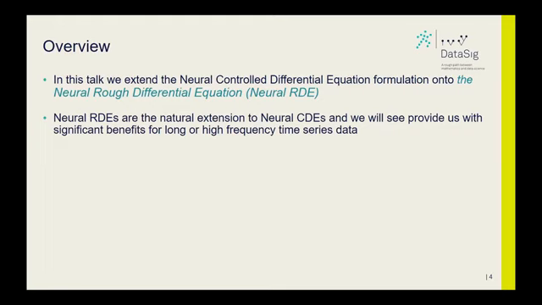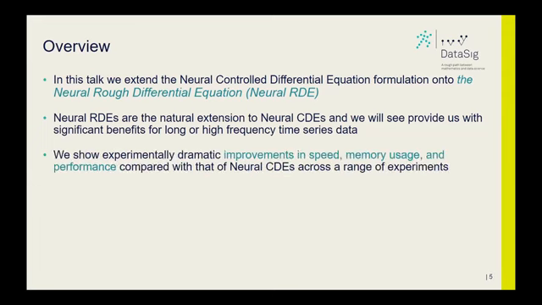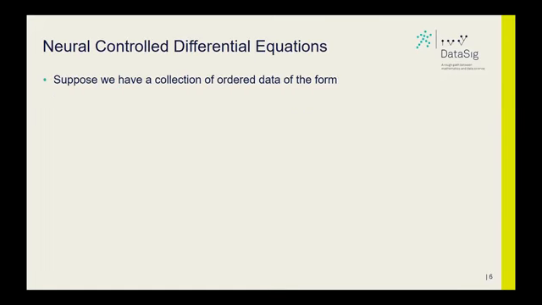And what we'll see is that they actually come into their own, in particular when we have long or very high frequency time series data, because of the way that rough differential equations handle data, make them particularly useful for handling this type of long data that neural CDs or your classic RNNs would generally struggle with. And we'll go on to show experimentally that it comes with a number of key benefits. The important ones being speed, memory usage, and in general improvements of performance compared to neural CDs and other more traditional approaches. So this is just a quick recap of what Patrick's already told you.